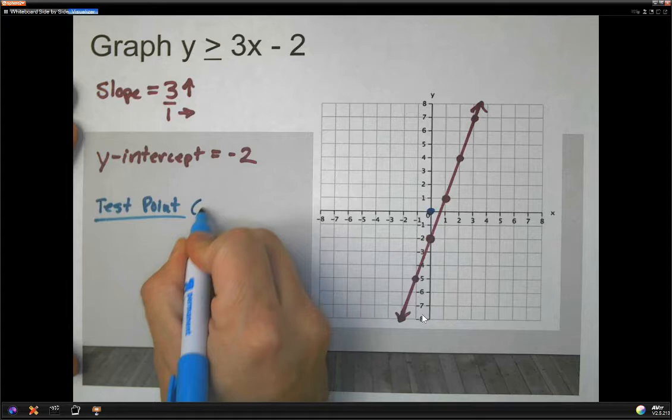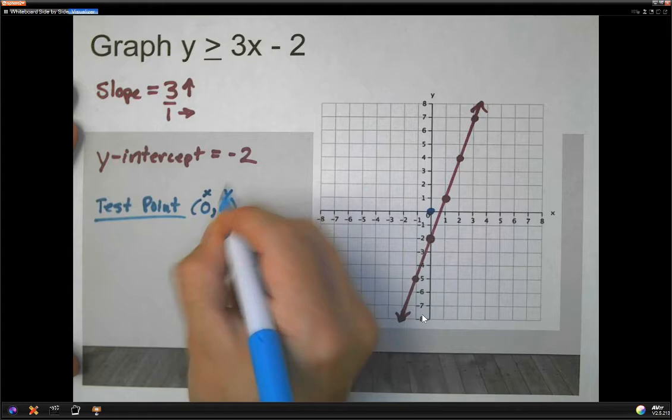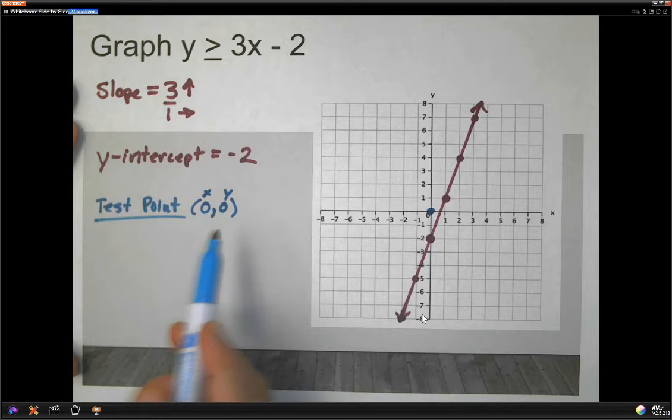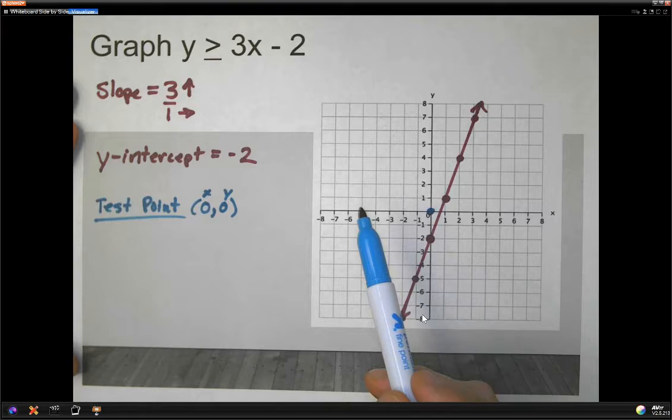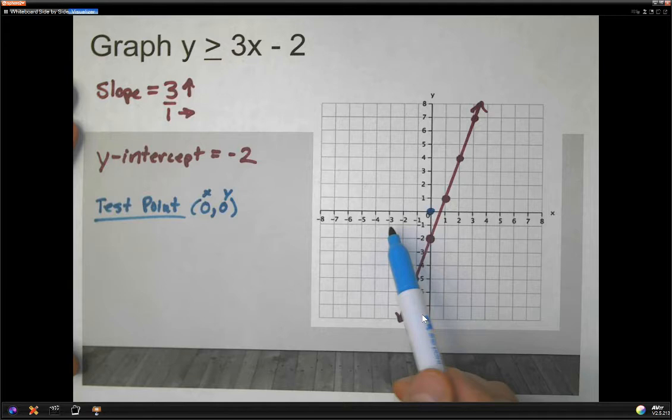So what I'm going to do is take my inequality and plug in 0 for x and 0 for y, and see if it makes the inequality true. Because if it makes the inequality true, it lets me know that this side should be the side with the shaded region, because every point on this side would make it true. However, if I plug in this point and it comes out false, it lets me know this side is not the right side. I need to shade the other side. So we'll see when we plug it in.